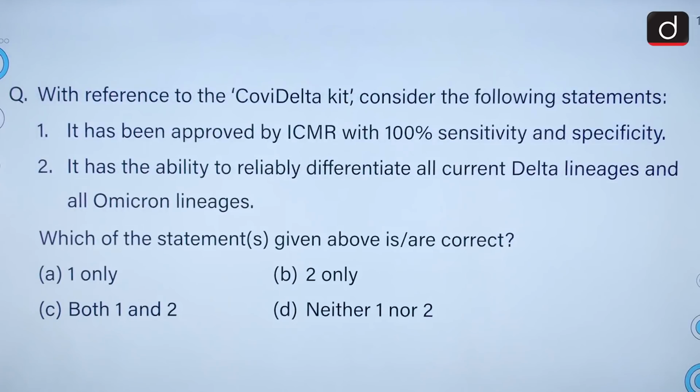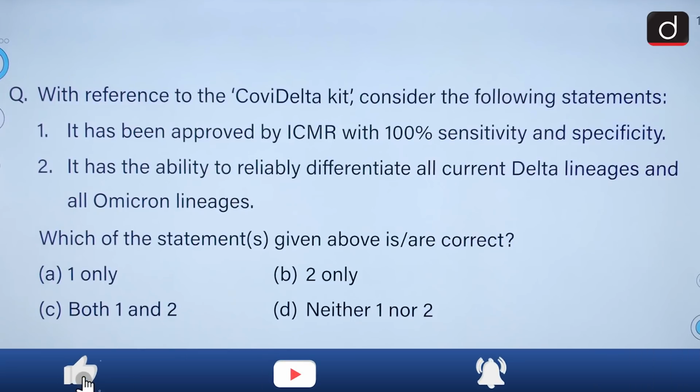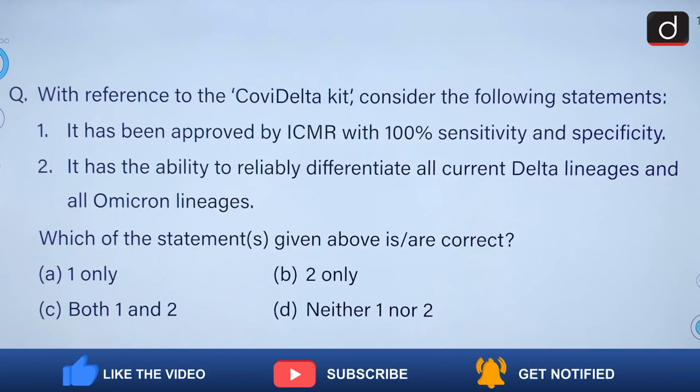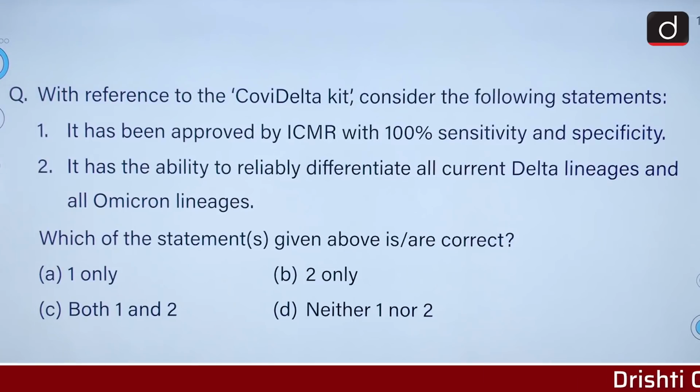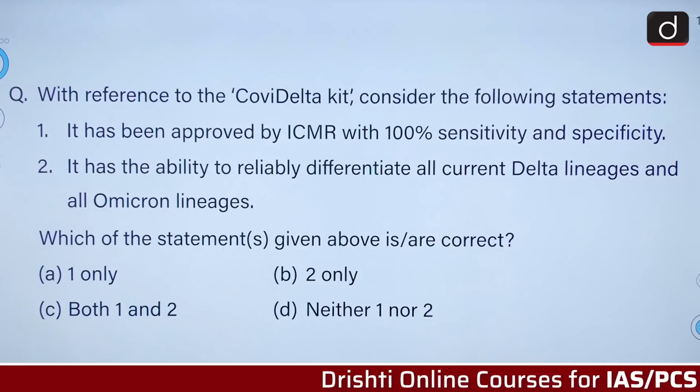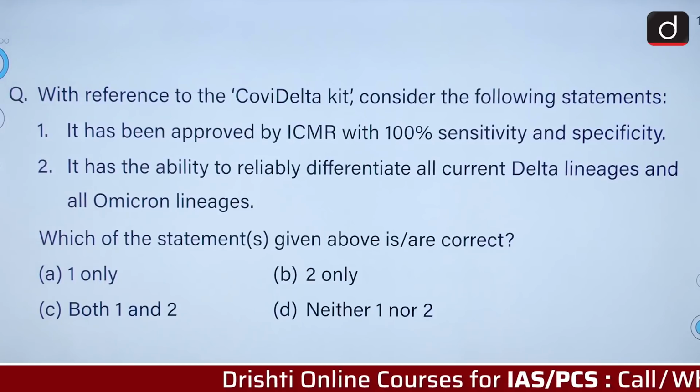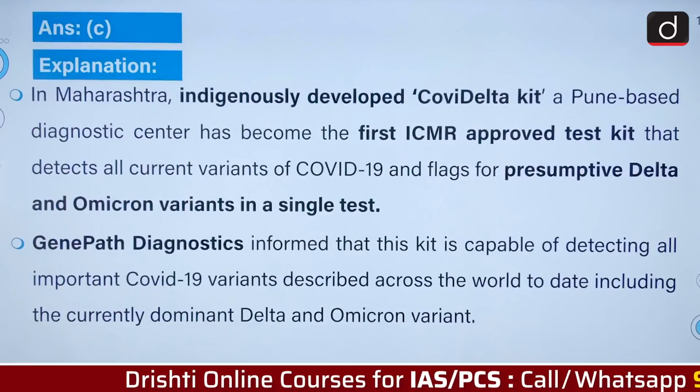Moving on. With reference to the CoviDelta kit, consider the following statements. It has been approved by ICMR with 100% sensitivity and specificity. That means it's 100% sensitive and 100% specific. Very, very important. It has the ability to reliably differentiate current Delta lineages and Omicron lineages. So we have to select the correct statement. First does seem a little doubtful, but this is correct. Okay, first and second both are correct. The correct answer is option C.